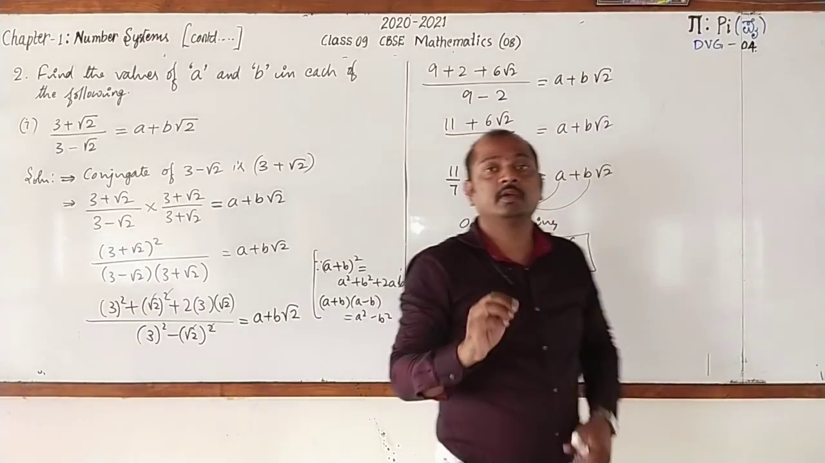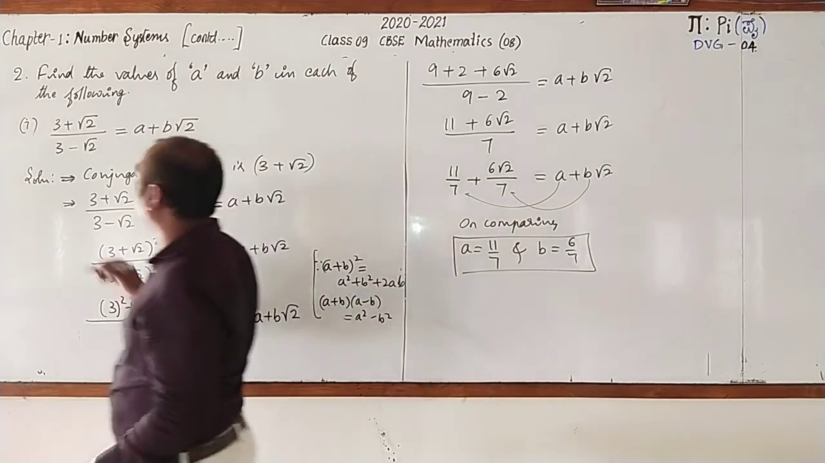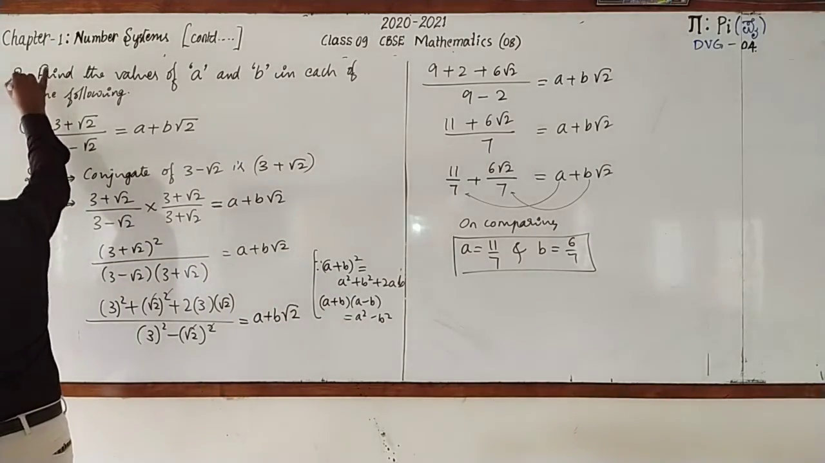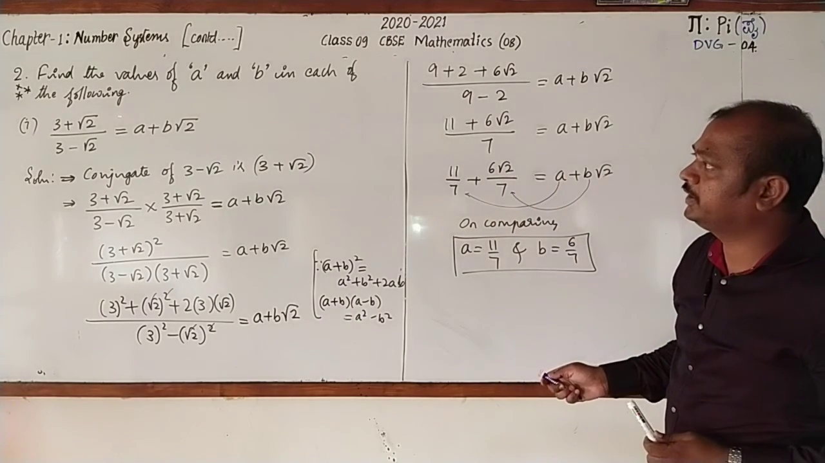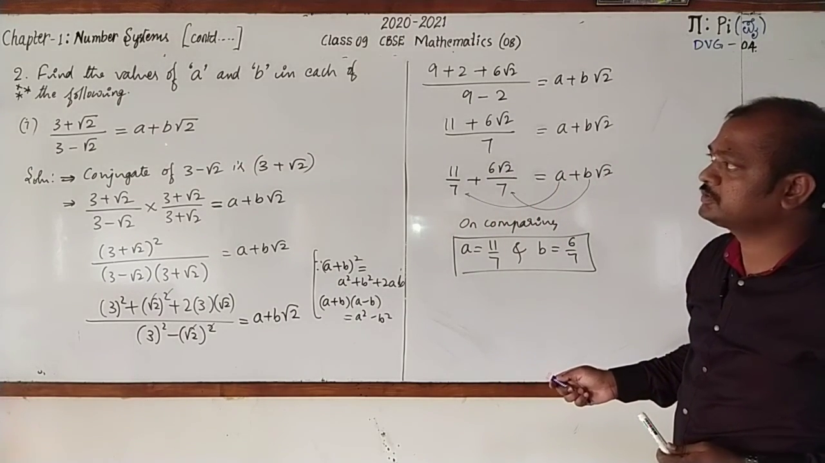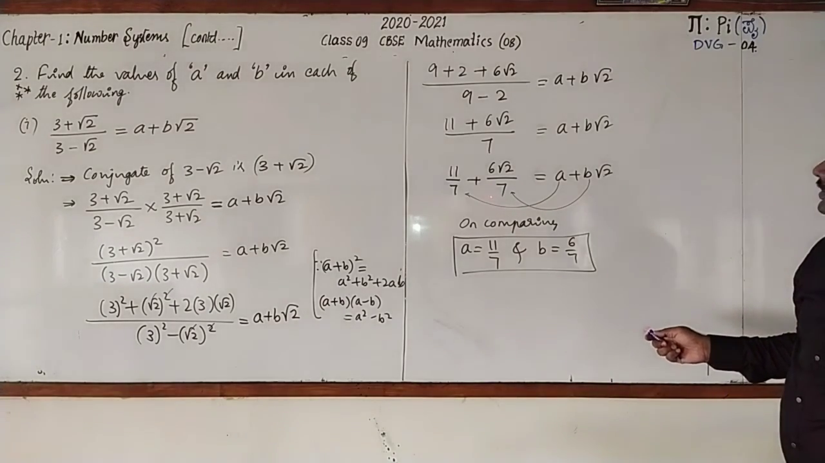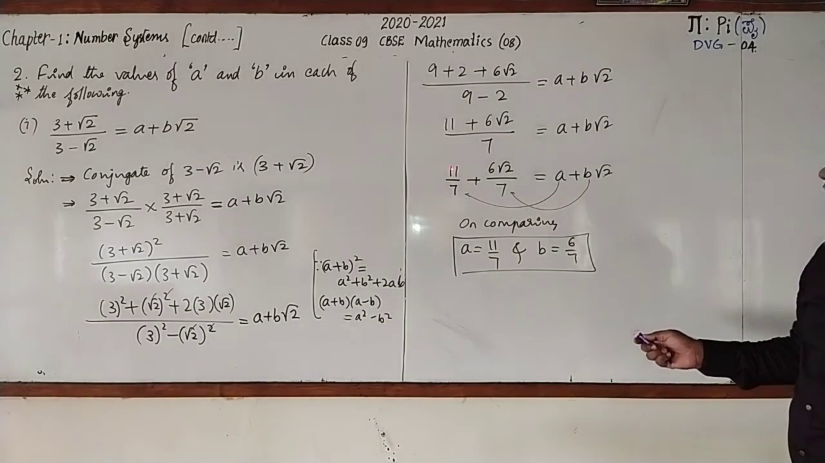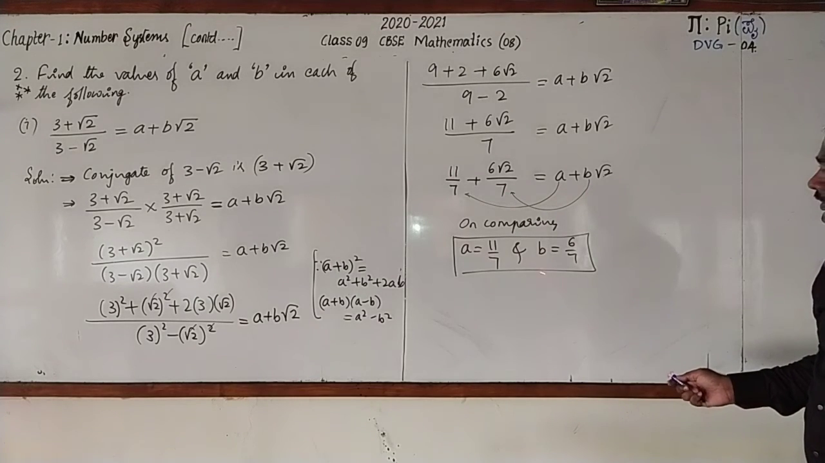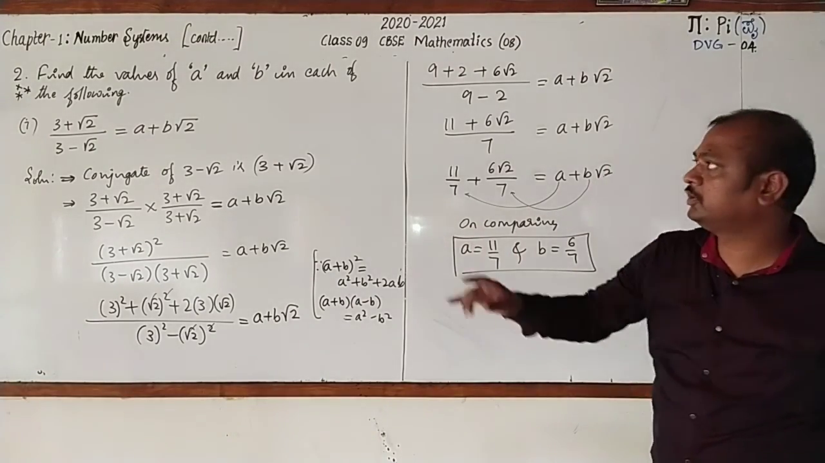Dear students, repeatedly I have been telling, this type of problem is very important from the examination point of view, as it is the application type of problem. Here you are finding a and b values. So by simplifying it, at last you will get a final statement which is in the form of a plus b into root 2. Then on comparing a and b, you can go for writing the values. A equal to 11 by 7 and b equal to 6 by 7. By pausing the video, copy from there to here.